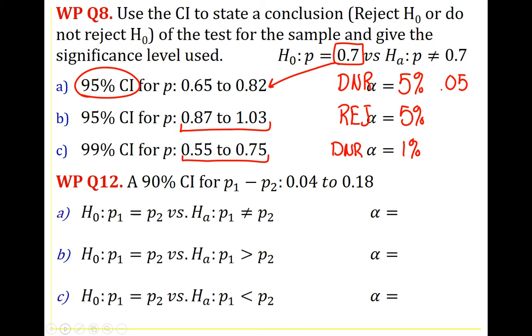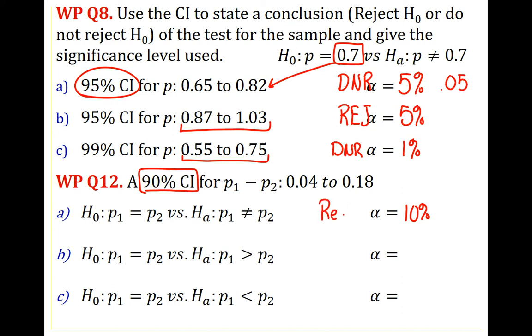Three more, sorry. On my first one, I'm simply figuring out what I have for an alpha level. My alpha level in the first one is 10%. It's 10% because I have a 90% CI there. When I look at those values, I have a P1 minus P2 from 0.04 to 0.18. Well, in letter A, I'm going to reject.